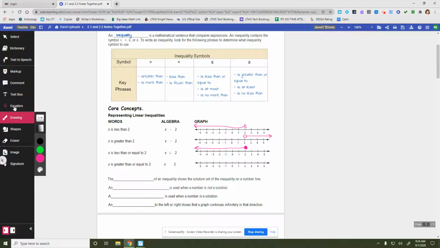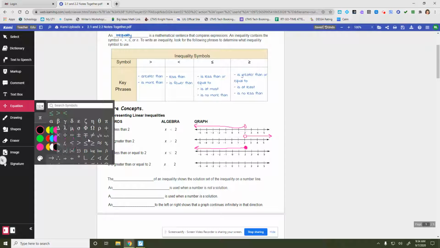And as you can probably guess here on the last one, the greater than or equal to, of course, we'll use our greater than or equal to symbol.